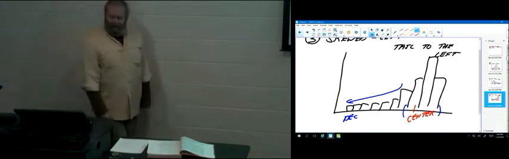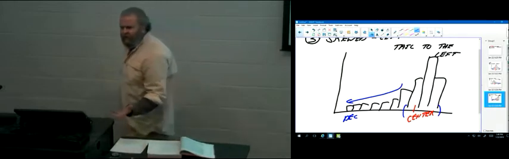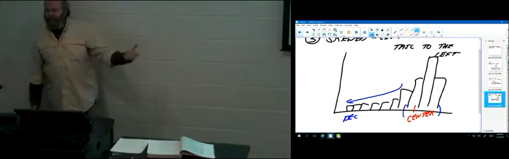These are my 3 standard shapes here. With all 3 of them, I've shown you about where the center is, right? You know, we got roughly symmetric, skewed to the right, tail to the right, skewed to the left, tail to the left.